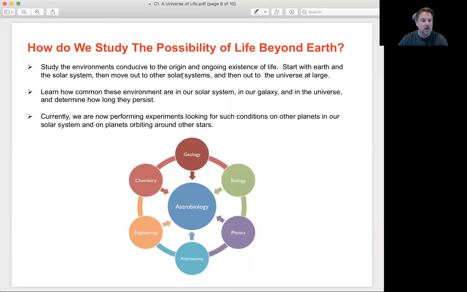Okay, we're going to start with the Earth and the solar system. We're going to move out of the solar system into the galaxy, and then we're going to move into the universe at large. So you can see that our numbers of places that we can find these things are going to increase. We're going to learn how common they are in the solar system, how common they are in the galaxy, how common they are in the universe, and we want to determine how long they persist, as I've talked about many times. Currently, we are now performing experiments to look at these conditions, not just on our planets, but also in our solar system.